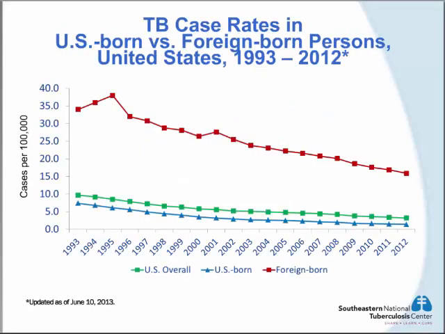When we look at the cases of TB and divide the rates by whether the patients were U.S.-born versus foreign-born, you can see that the rates in the foreign-born are extremely much higher than the rates in the U.S.-born. Here, the rates in the foreign-born are represented in red, the rates in the U.S.-born are represented in blue, and the green represents the total population.